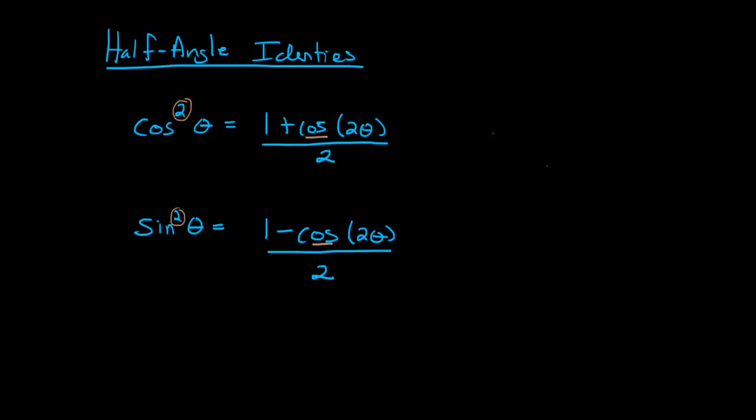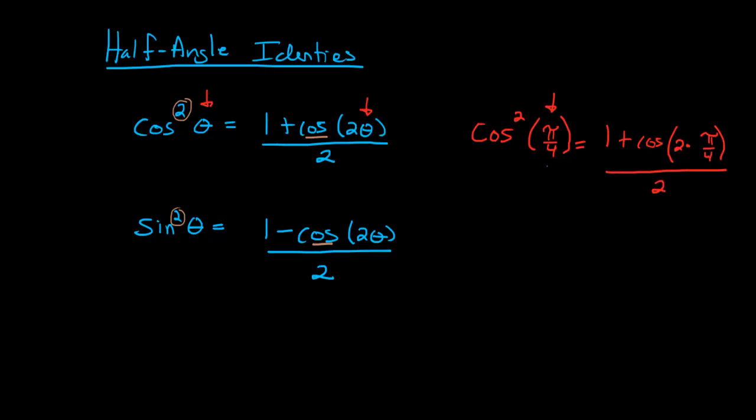So if we said, for example, we wanted to reduce cosine squared of pi over 4. Cosine squared of pi over 4. So everywhere we see that angle pi over 4, we're going to plug it into this formula. So here we have a theta. We would plug it in here. So this will equal 1 plus cosine of 2 times pi over 4, all divided by a value of 2, and this will give us 1 plus cosine of pi over 2, all divided by 2.